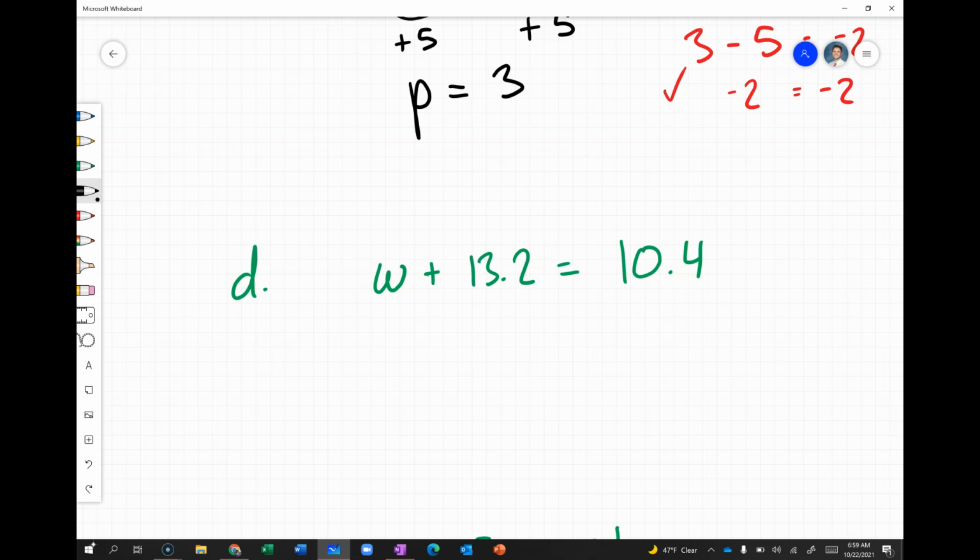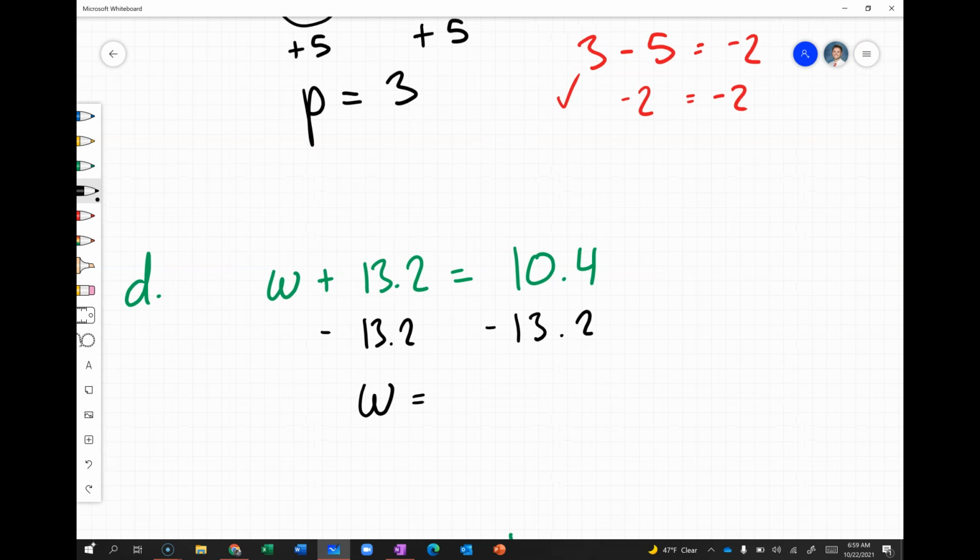So example D, w plus 13.2 equals 10.4. Again, we need to get rid of this plus 13.2 here. So we're going to subtract 13.2 from both sides of our equation. That leaves us with w on the left side. And then we have 10.4 minus 13.2. So remember, when we're working with integers of opposite signs here, this would be the same thing as 10.4 plus negative 13.2, which means we can find the difference of these two numbers, and the larger number, in this case 13.2, will give us the sign, so negative.